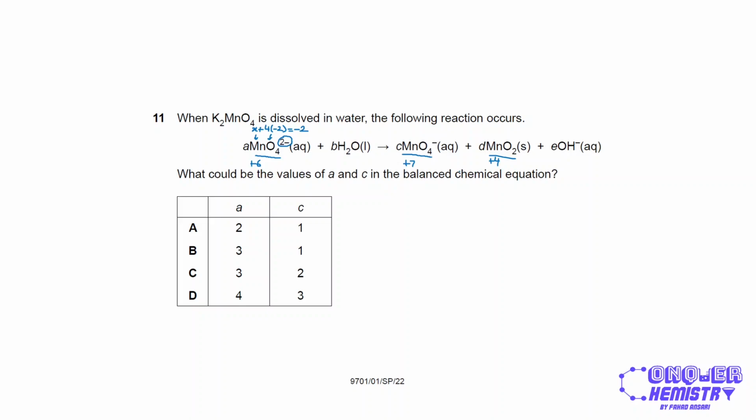So now we need to balance this equation using changes in oxidation number. So you can see that Mn goes from +6 to +7, so it's being oxidized.